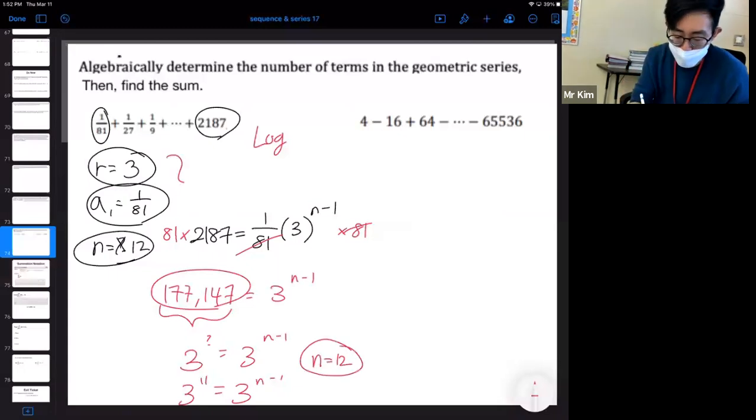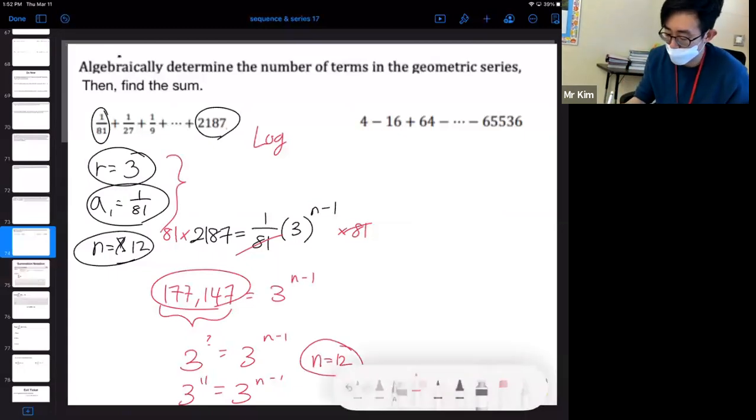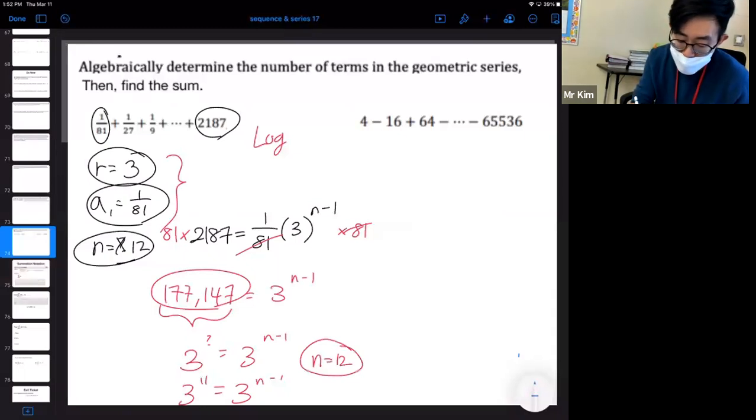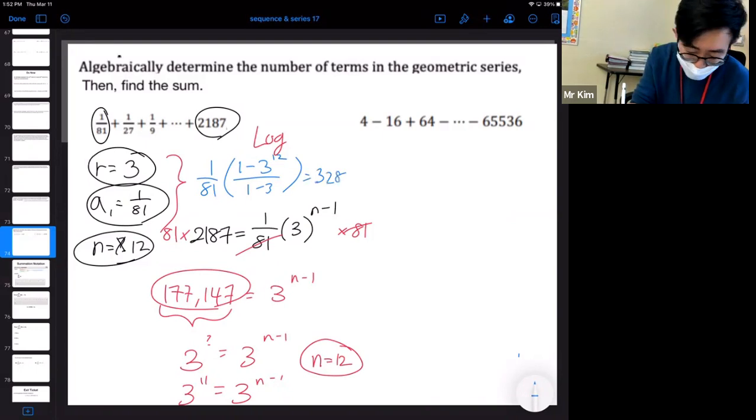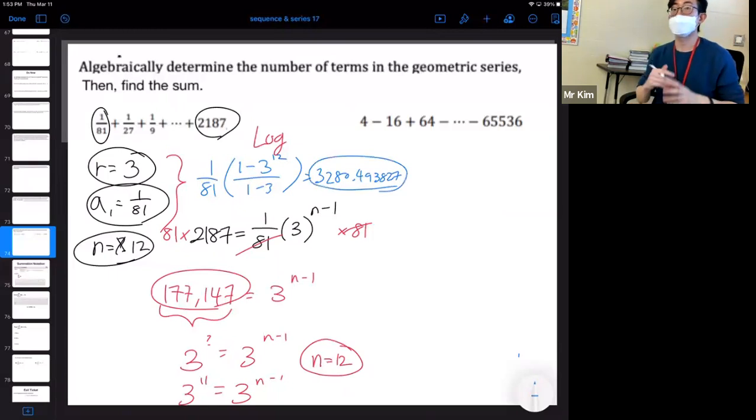At the end of the day, when you use these three components and plug them into your formula for the summation, 1/81 times 1 minus 3 to the power of 12 over 1 minus 3, because that's what geometric series is all about. Divided by -2, divided by 81. So my final answer here should be 3,280.49, 3827, if I want to write everything out. I know that's a crazy number, but that's what you should get.